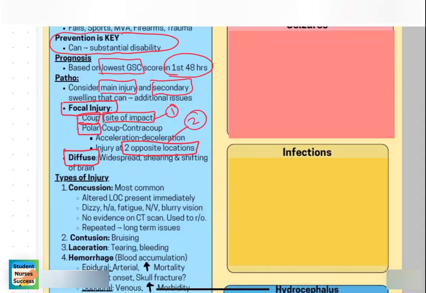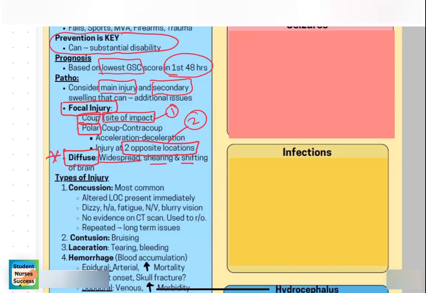Now, a diffuse injury is widespread. So let's say you're in that same car accident and the car flips multiple times. Now, what's happening is that head has been hitting multiple areas inside that car and it's actually getting almost shaken up. We see lots of shearing and shifting of the brain. So the injury is all over the inside of the brain. It's in multiple areas because the car is flipping and turning and the head is bouncing around inside that car. Certainly, diffuse is much worse than even a coup or a contrecoup because you have injuries throughout the whole brain.